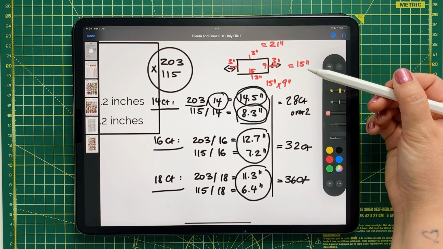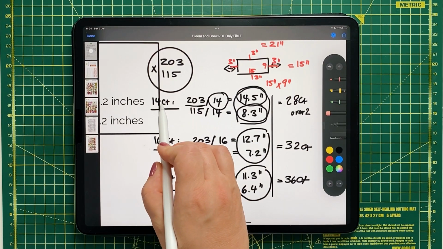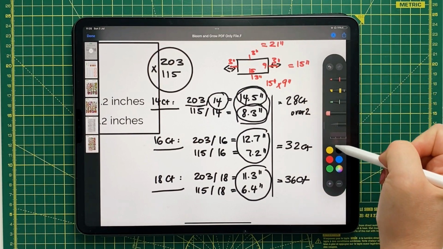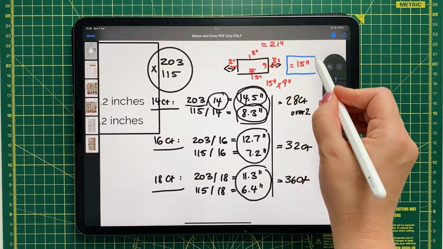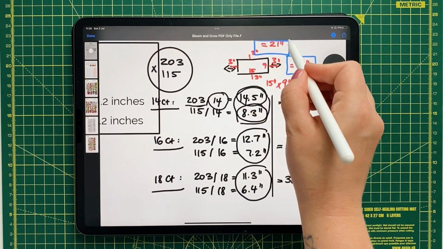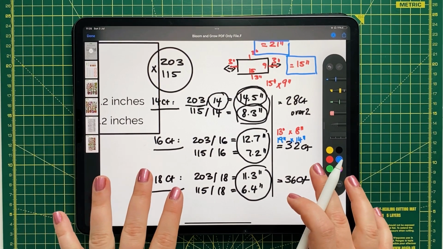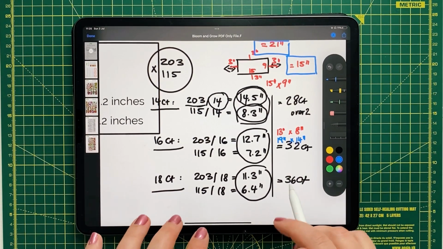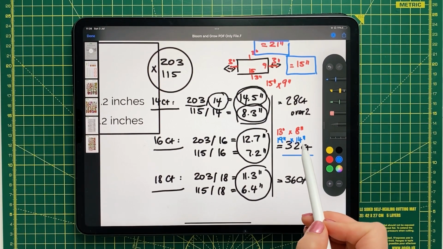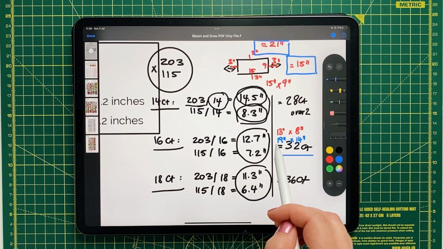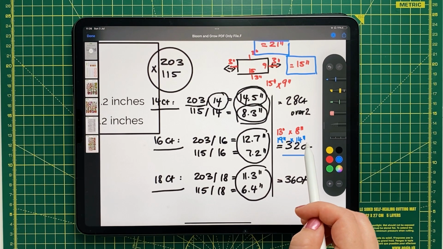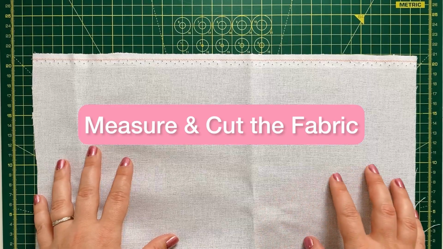So for this project on 14 count, I would be cutting a fabric sized 15 inches by 21 inches. I, however, have decided that I will be stitching this particular project on 32 count even weave. So I will be looking at a cutting fabric area of 19 inches by 14 inches. So this is my 32 count even weave fabric.